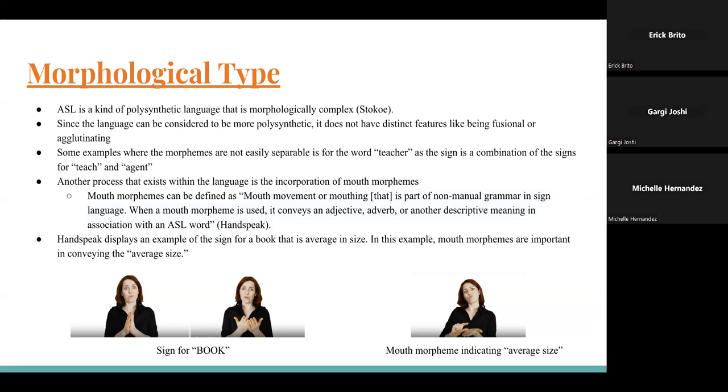Another process that exists is the incorporation of mouth morphemes, and those are also not easily separable from the word. For example, if you were to say that the size of a book is an average size, you would have to do the sign for the book, like the image shows here, which is closing your hands, opening them in that manner. Then to indicate average size, you would have that mouth morpheme. If you wanted to say smaller size or larger size, you would have a different mouth morpheme for those.